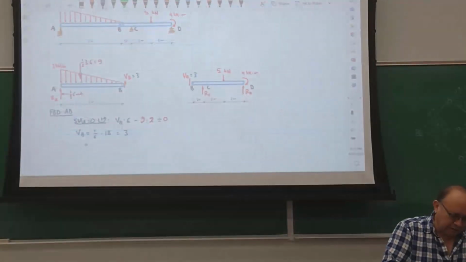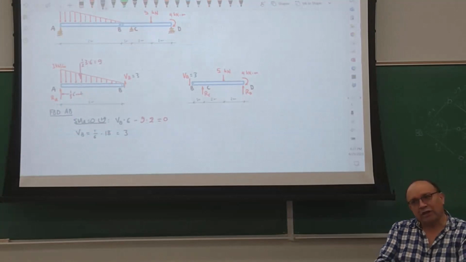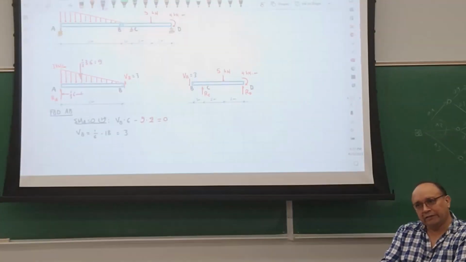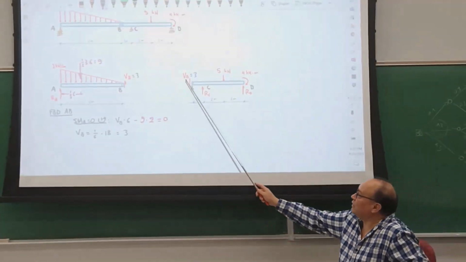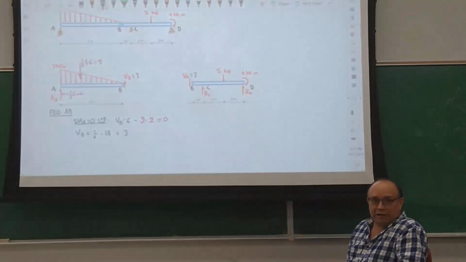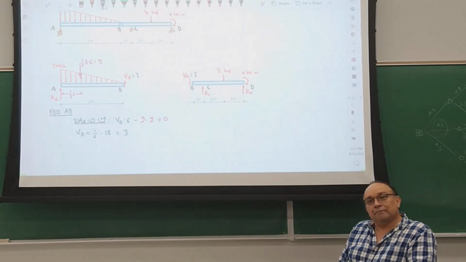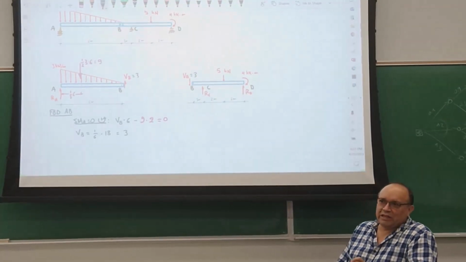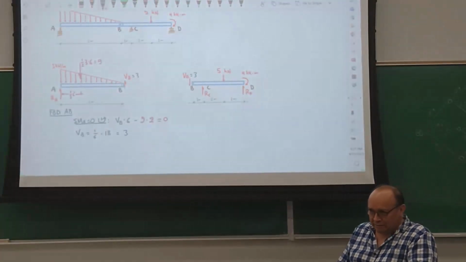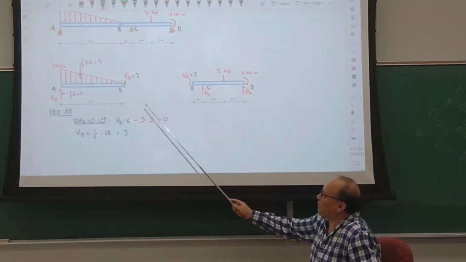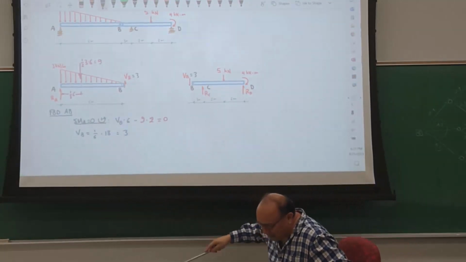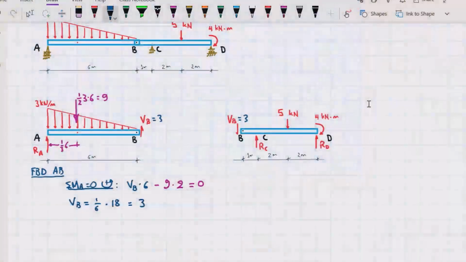And then reaction at A. Why do I calculate reaction at A? Do I need it? Now I have this already, so I can come here, right? Do I need reaction at A? For the diagrams, we need all the reactions for the diagram. So we don't need it here, but we need it because we are going to do the diagram. So for the diagram, you need all the reactions.